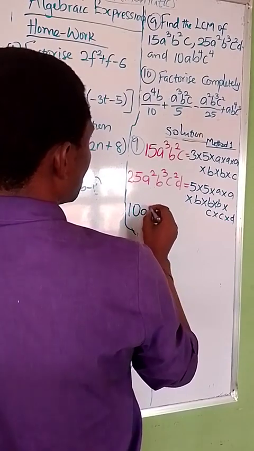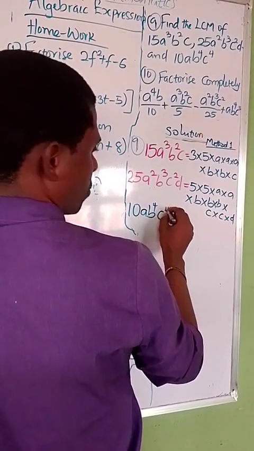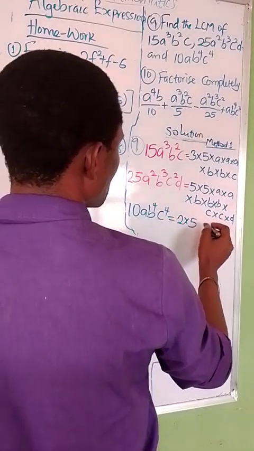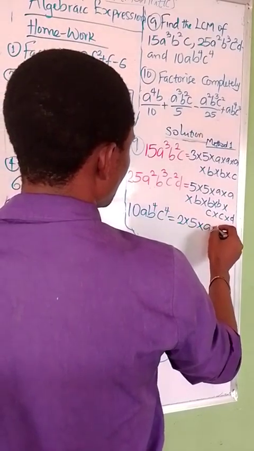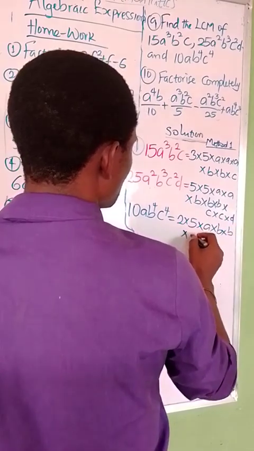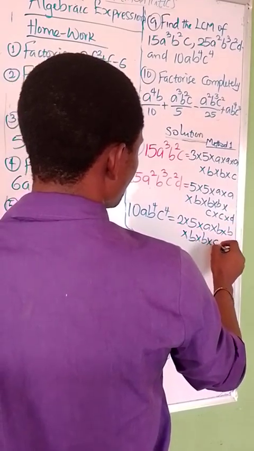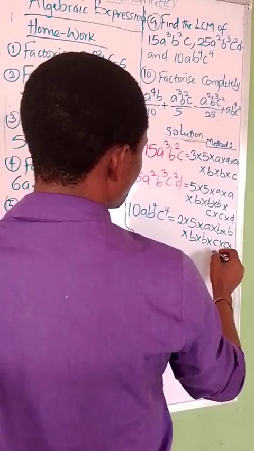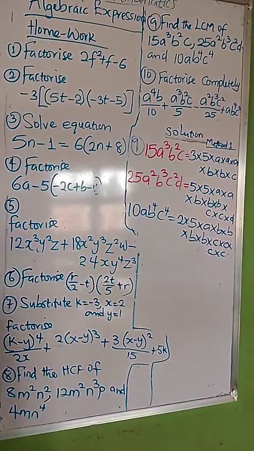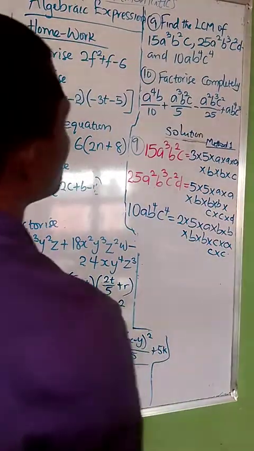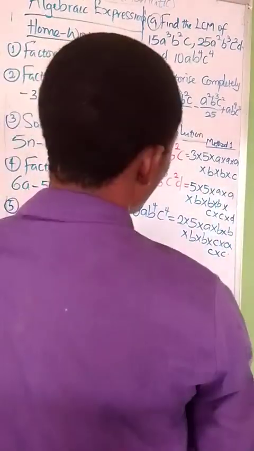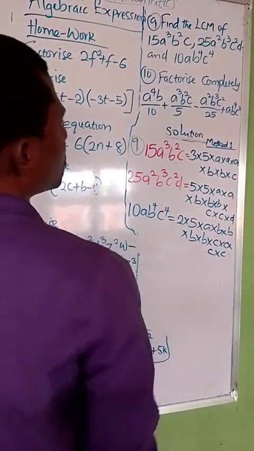Then here you have 2 times 5 times A times B times B times B times B times C times C times C times C. So we are going to look for the common multiples of the values here, the one that is common.